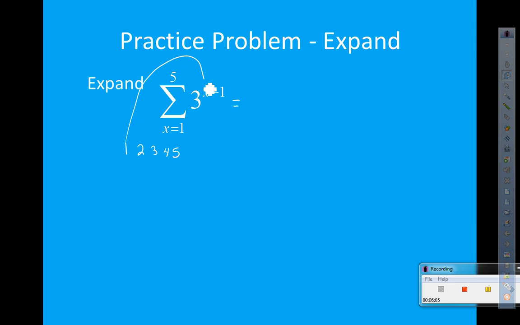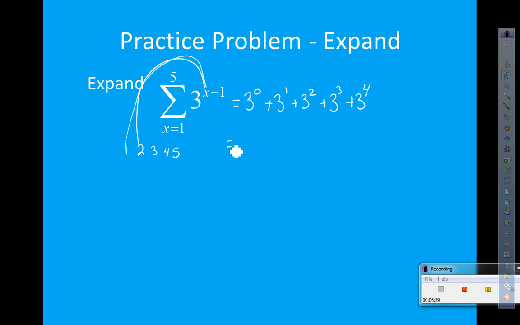When you plug in a 1, 1 minus 1 is 0, so I got 3 to the 0, plus. Plug in a 2, and that gets a 1, so I got 3 to the first, plus 3 squared, that was 3 minus 1, plus 3 to the third, plus 3 to the 5 minus 1 is 4. That's what it looks like so far.